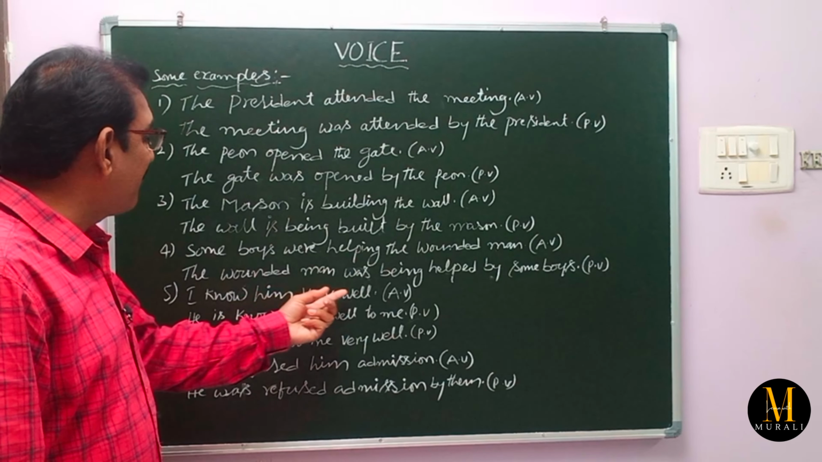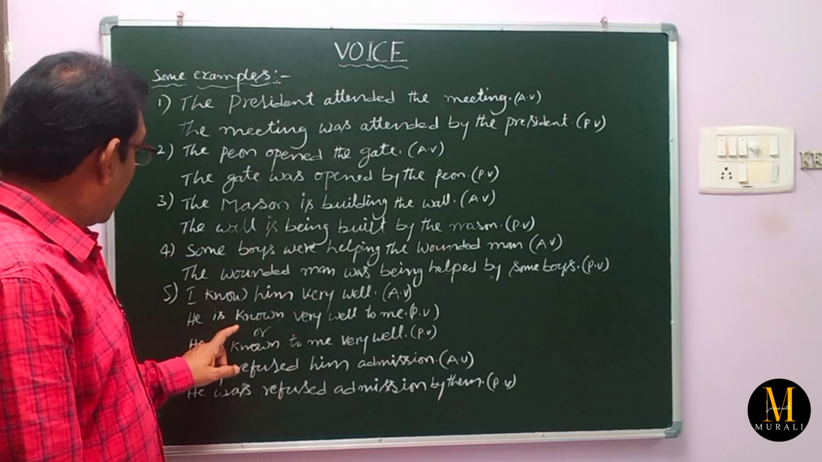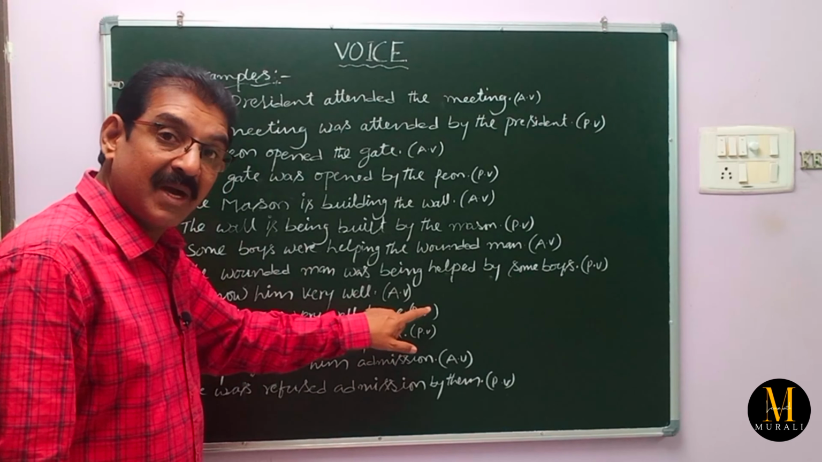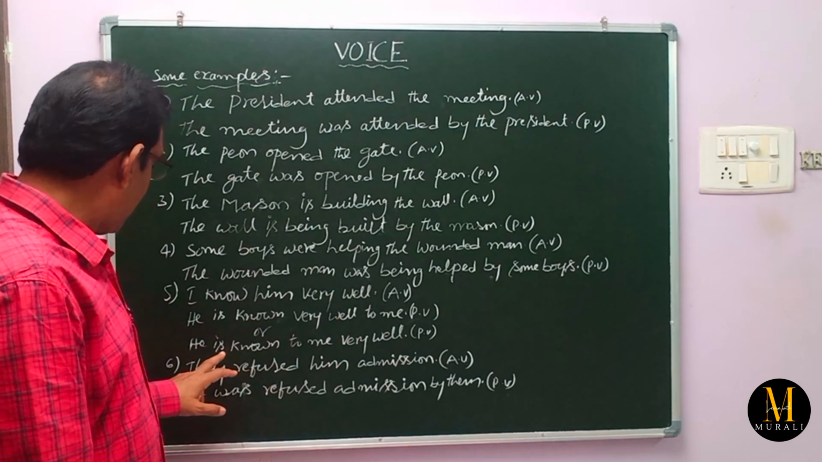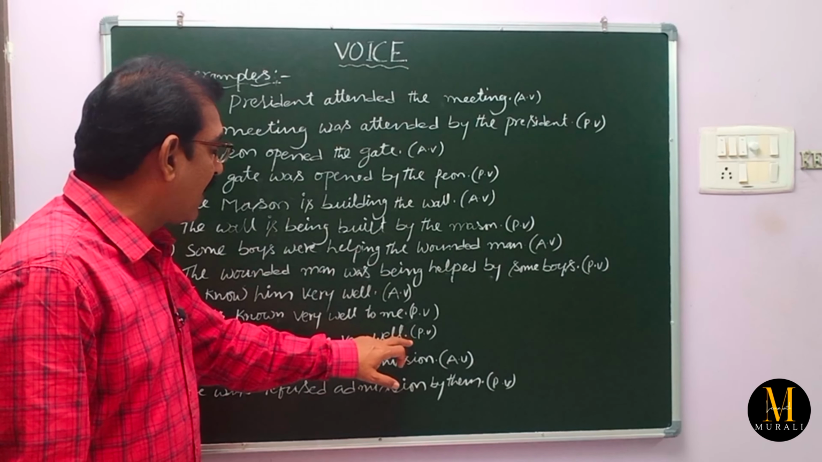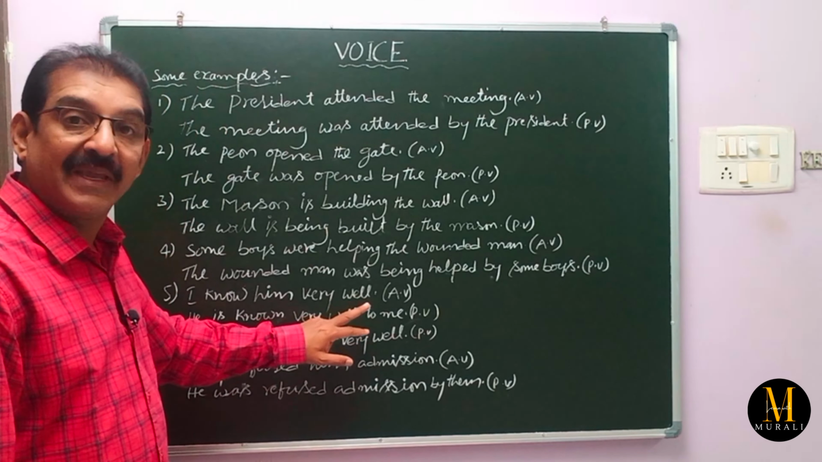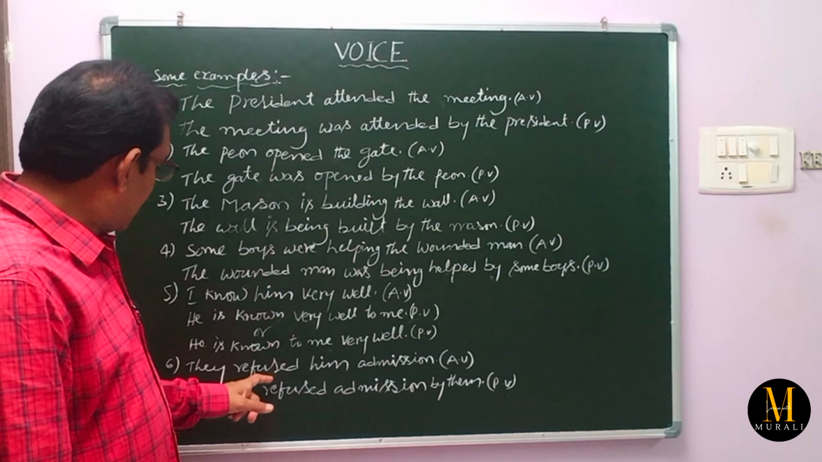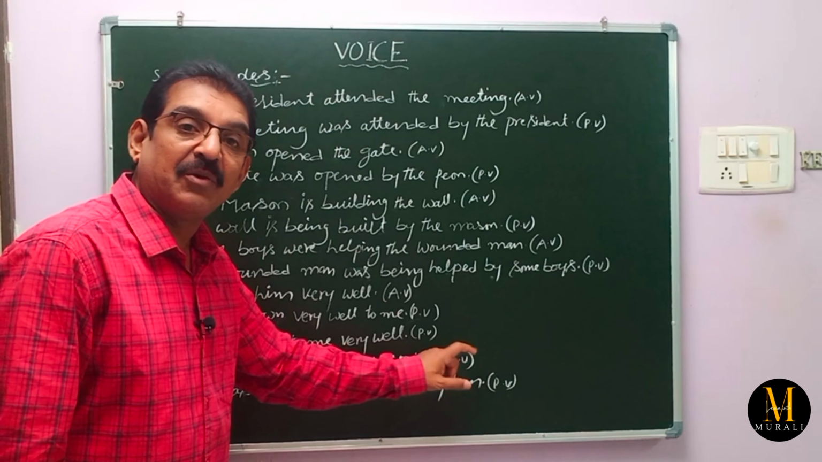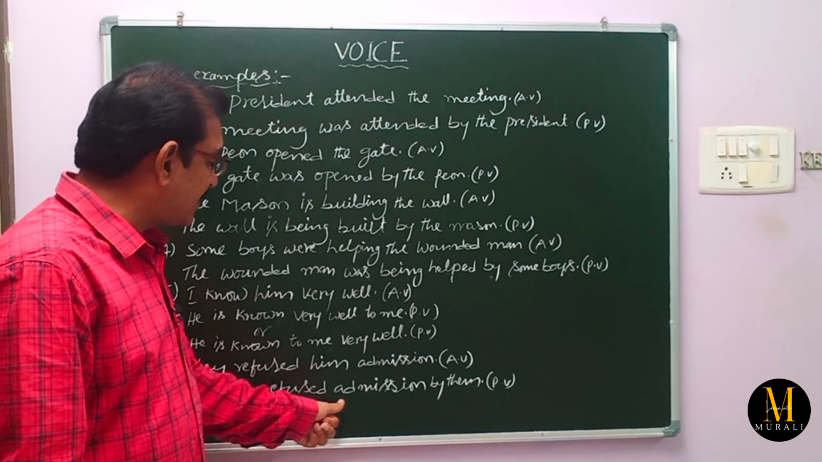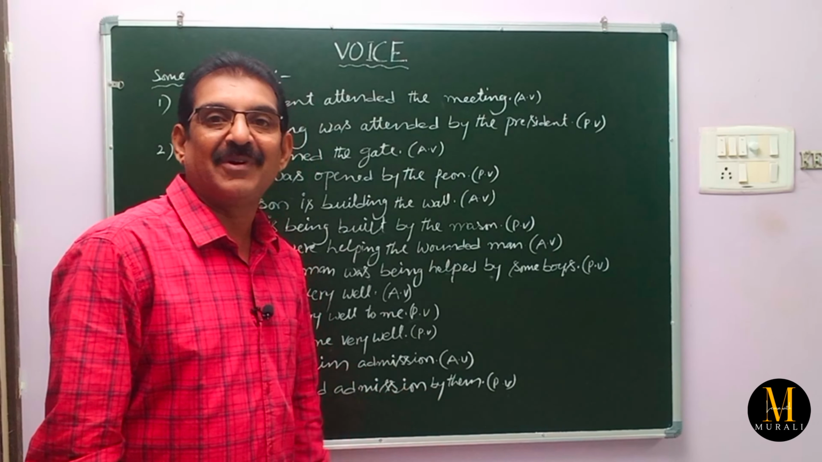Next, I know him very well, active voice. He is known very well to me, passive voice. Or in another way, he is known to me very well, passive voice. Both ways we can change. Next, they refused him admission, active voice. He was refused admission by them, passive voice.